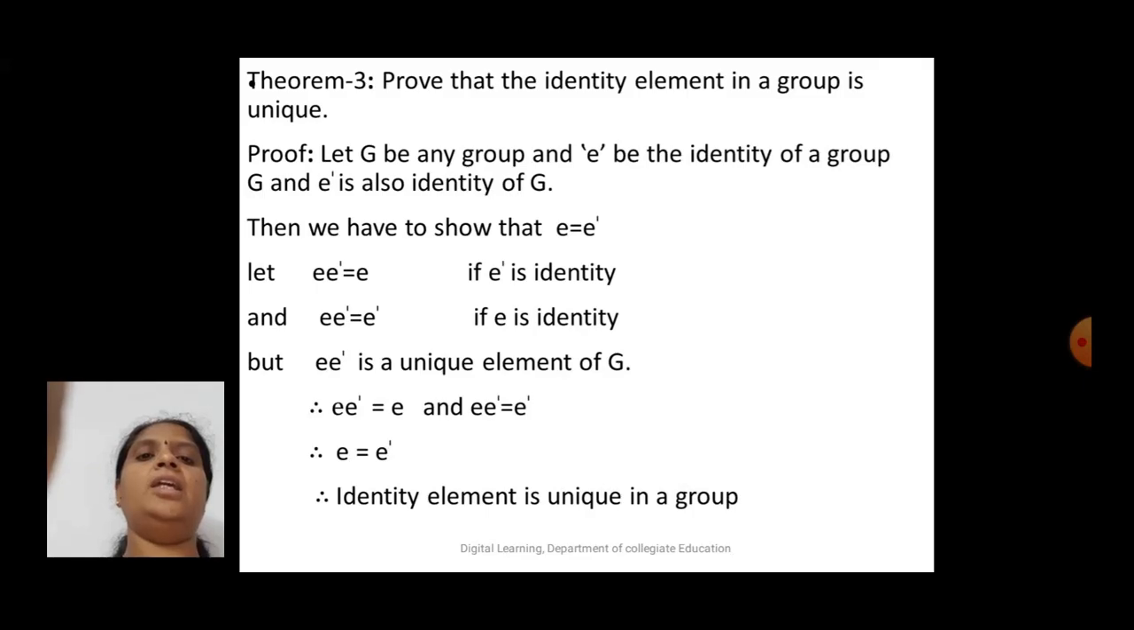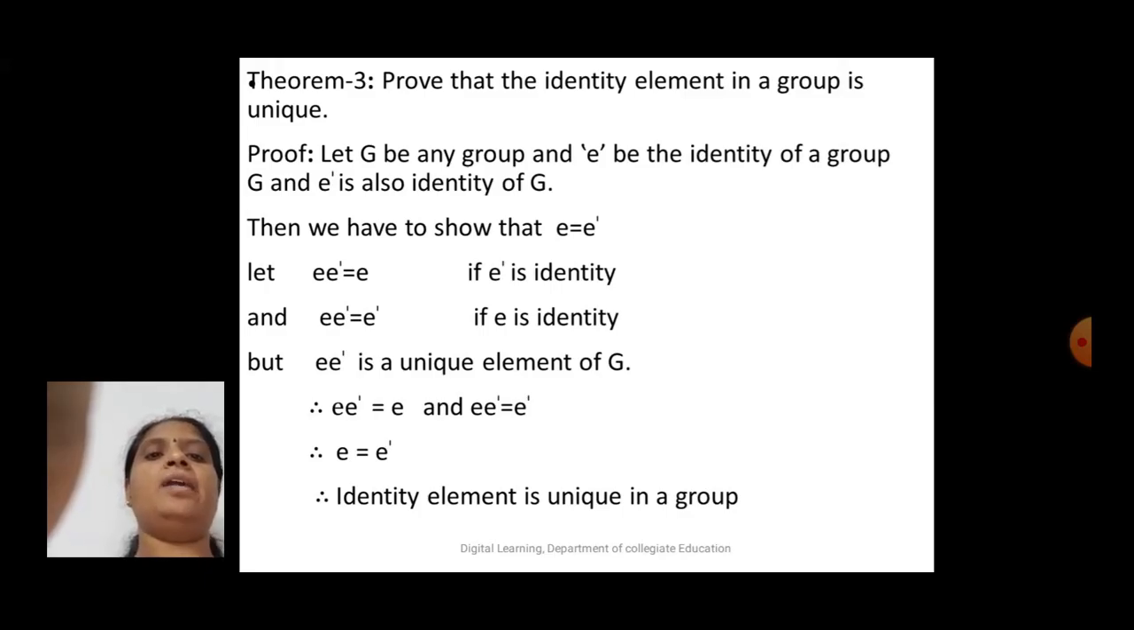So let E dash be equal to E. Next, the identity element is unique, and we can consider the two elements E and E dash. So E dash is equal to E once; another time we can take it as E dash is equal to E dash, because we have already said that E is equal to E dash. But E dash is a unique element of G. Therefore E dash is equal to E and E dash is equal to E dash.